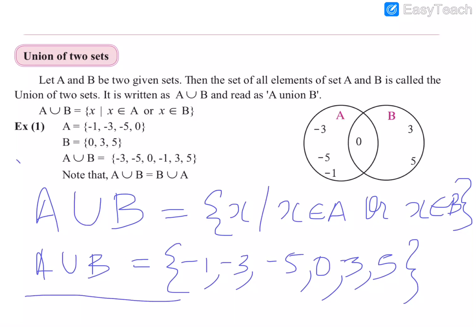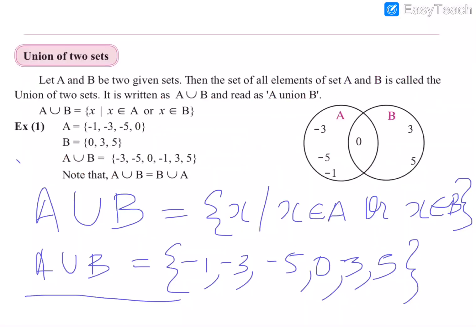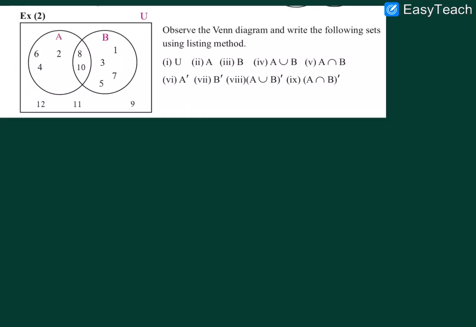So you have seen what A union B is, and also we have seen what A intersection B is. That is the elements common in A and B, and A union B is all the elements in A and B. Here a Venn diagram is given. We have to observe the Venn diagram and write the following sets using the listing method.